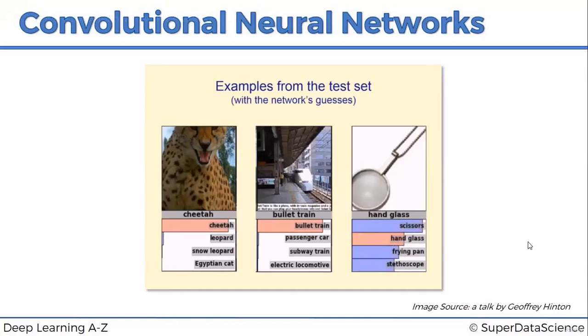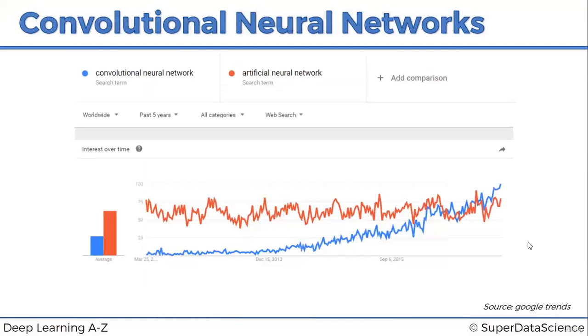So there we go. That's what neural networks are already capable of, and this was several years ago. Now we have better ones, and you will see the practical applications when we get to the coding.